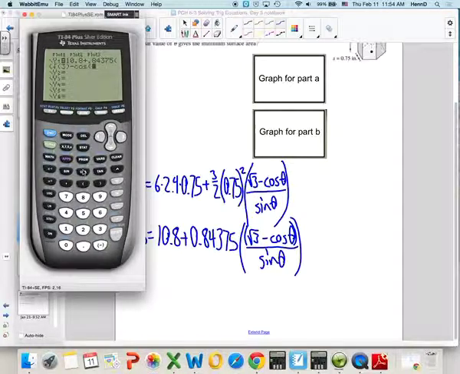Minus cosine of x. Close the parentheses for your cosine. And now I need to close the parentheses for my numerator. Divided by sine of x. Close the parentheses for sine. Close the parentheses for this whole big set of parentheses. And now we're able to graph it.